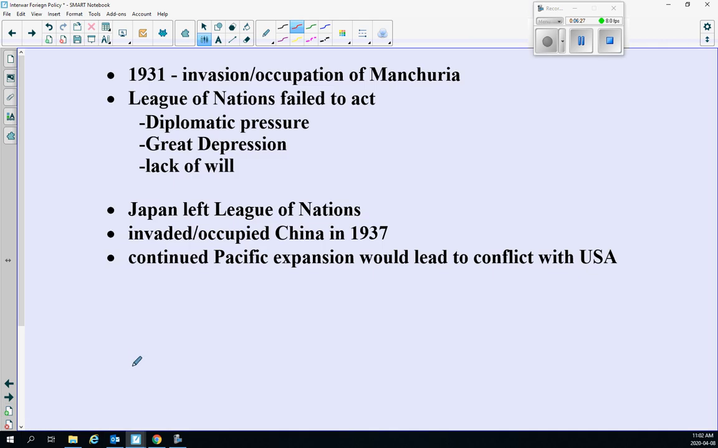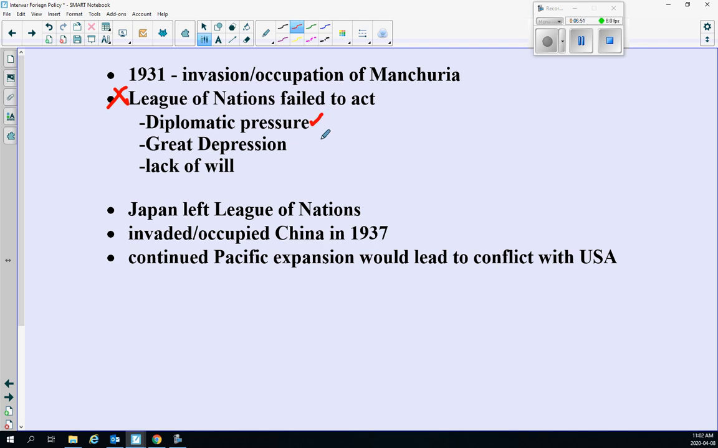In 1931, they invaded Manchuria and occupied. And you're probably wondering what's the League of Nations up to? I mean, I thought they were supposed to stop this from happening. League of Nations fails miserably in dealing with Japan. They really don't do anything. They exert some diplomatic pressure, but not much.